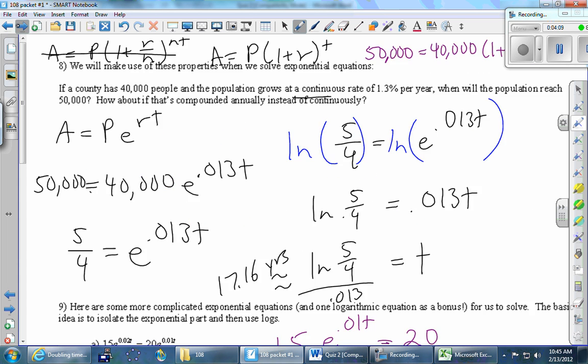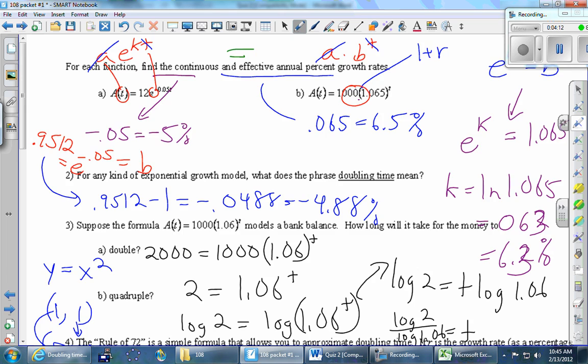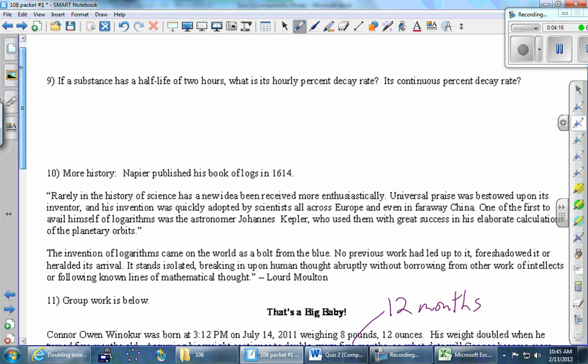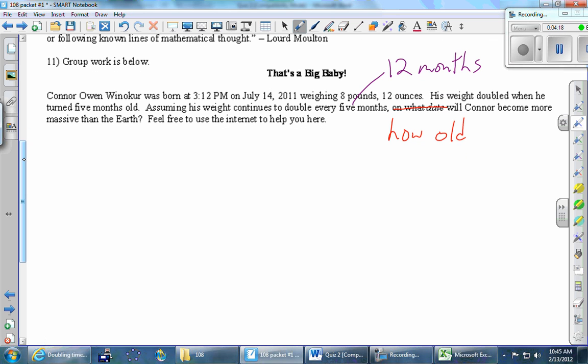All right, so we're on page 33, and we'll do a little bit of history here. Oh, by the way, I think some groups finished this big baby thing, but other groups didn't quite get there. Anybody remember what the answer was? It was about 33 years, I think. How long until Connor becomes more massive than the Earth was about 33 years, assuming he doubles every 5 months.